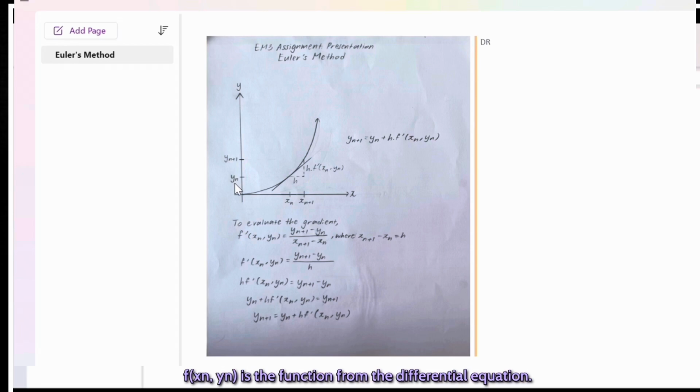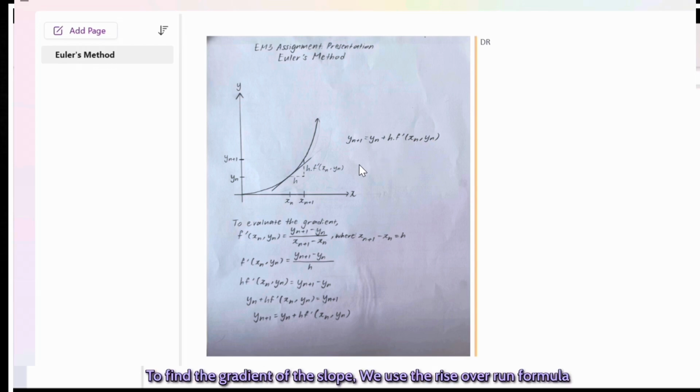f of x0, y0 is the function from the differential equation. This tangent is like a straight line approximation of the curve at that point x0, y0. In straight lines, we use the idea that the change in y equals the slope, f of x0, y0, times h. This gives the estimation of an actual curve.